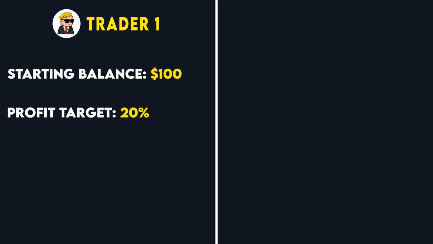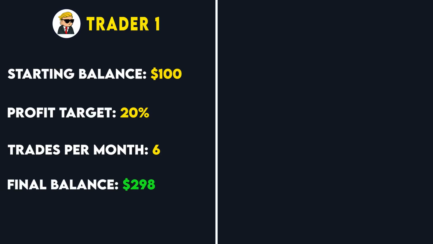So Trader 1 is the YouTube guru that I was talking about before. We gave them a starting balance of $100. They have a profit target of 20% per trade, which is not only risky, but you're gonna find way less trades like that per month. So in this example, I have them taking 6 trades per month. So this is saying if all 6 of these trades were successful, which I'm not even including any risk, and even finding 6 trades a month with 20% profit is pretty hard, but we'll give them the benefit of the doubt, this specific trader would have made $298.